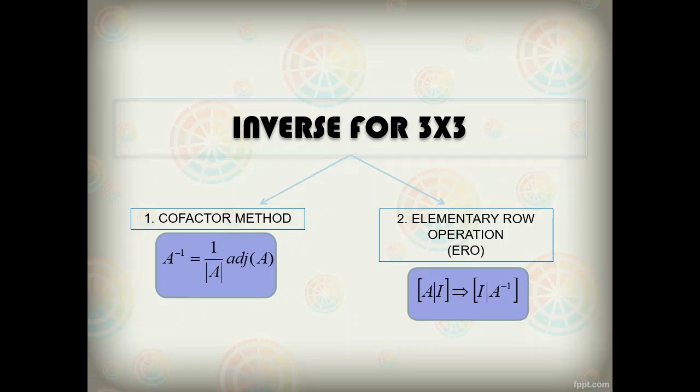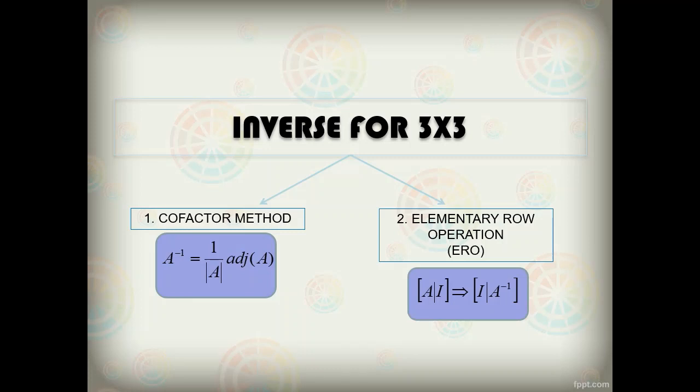So we're done with inverse for 2 by 2 matrix. Now let's go to finding the inverse for 3 by 3 matrix. There are two methods to find the inverse for 3 by 3 matrix. Similar to the determinant of 3 by 3 matrix, where you have two ways to find the determinant, the same goes for the inverse now.